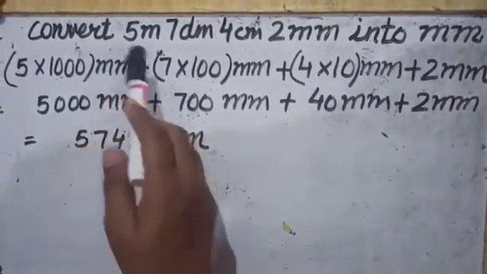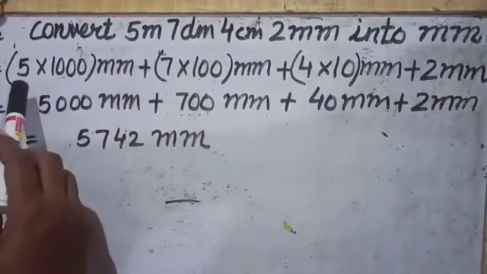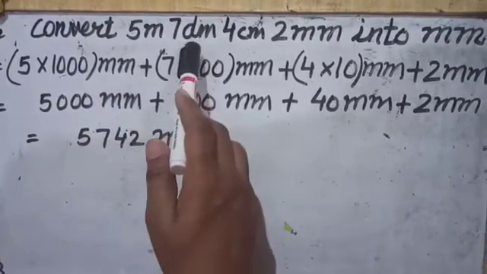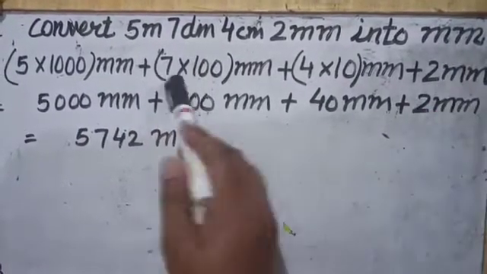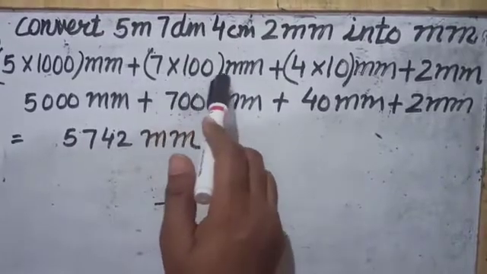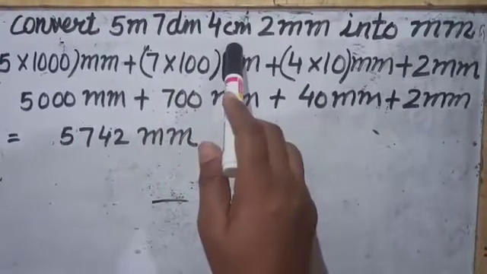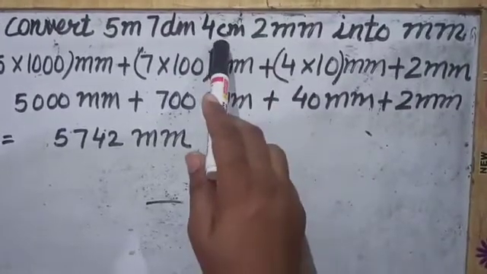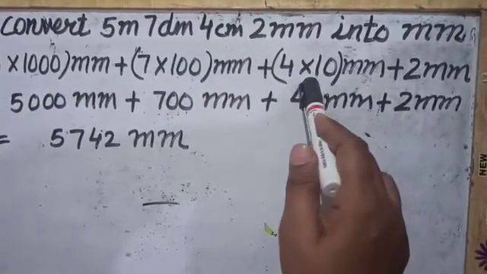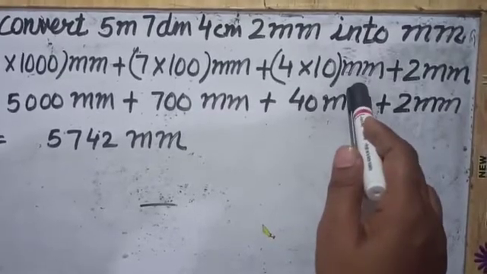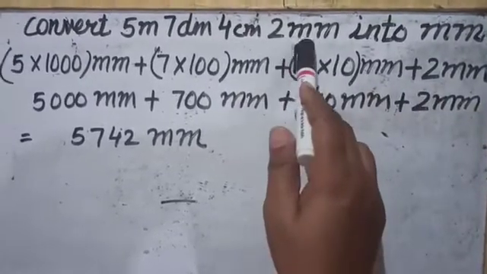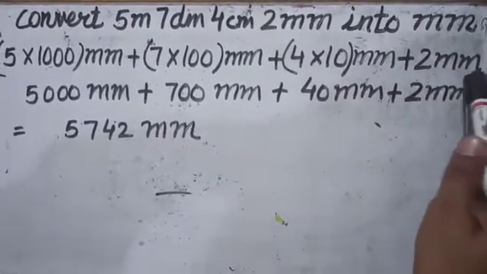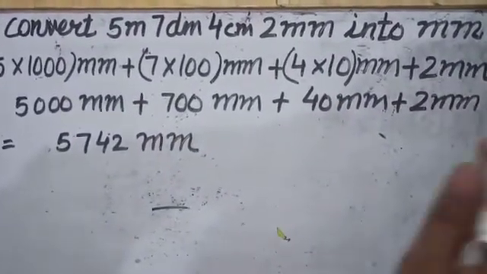So 5 meter into millimeters, we will multiply 5 into 1000 millimeters, plus decimeter converting into millimeter, we will multiply by 100, 7 into 100 millimeter, plus centimeter into millimeter, we will multiply these centimeter by 10. So 4 into 10 millimeters, plus 2 millimeter, these are already in millimeter, so we will not make any change here. We'll write the same number 2 millimeter as it is.